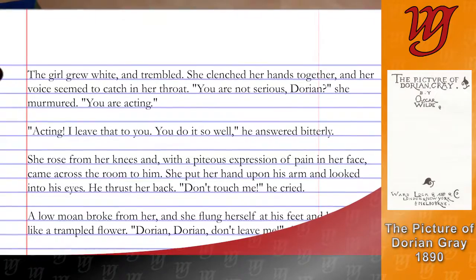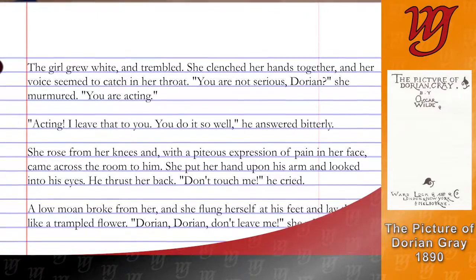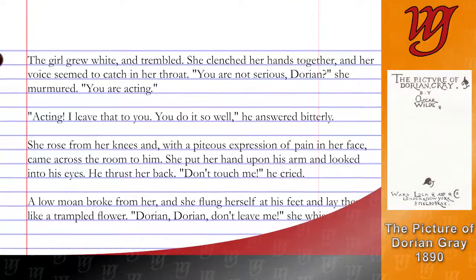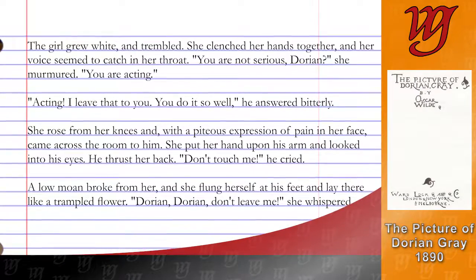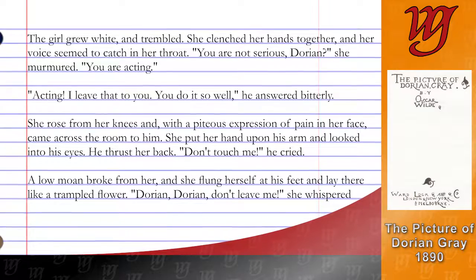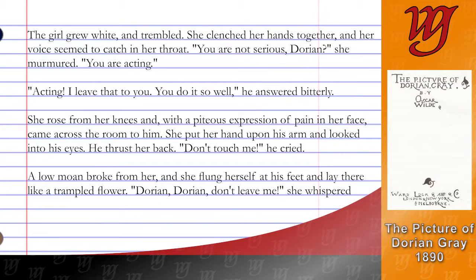She rose from her knees and, with a piteous expression of pain in her face, she came across the room to him. She put her hand upon his arm and looked into his eyes. He thrust her back. "Don't touch me," he cried. A low moan broke from her, and she flung herself at his feet and lay there like a trampled flower. "Dorian, Dorian, don't leave me," she whispered.